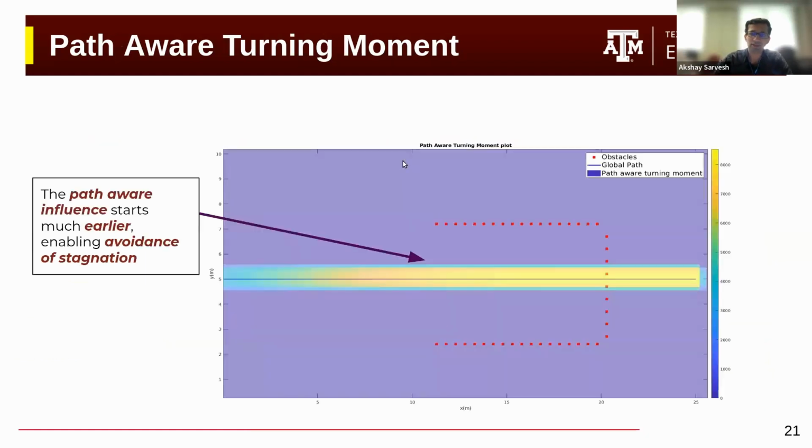But when we look at a path-aware turning moment field, again, I will get to what it really means, we can see that the influence of these obstacles starts much earlier, thus enabling collision avoidance and also preventing the stagnation of the vehicle. This is also a very important attribute in making reshaping local path planner avoid obstacles.